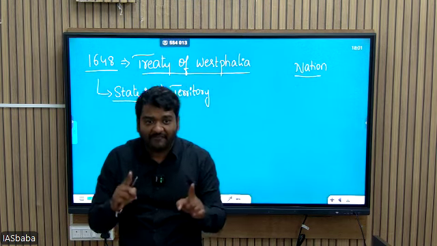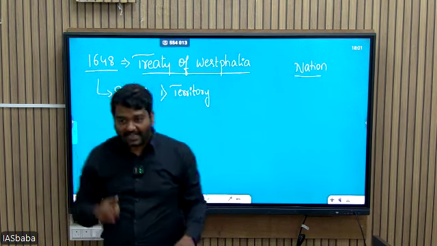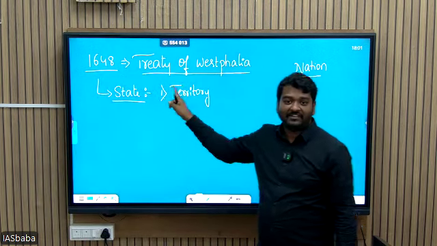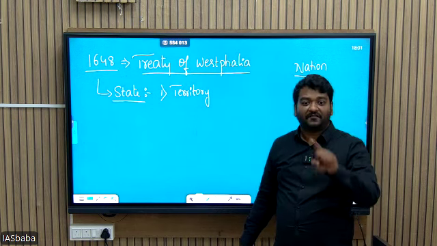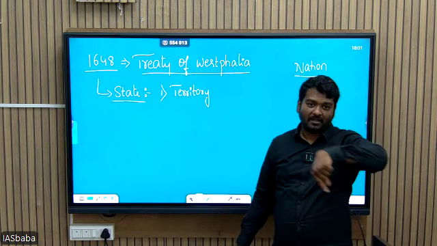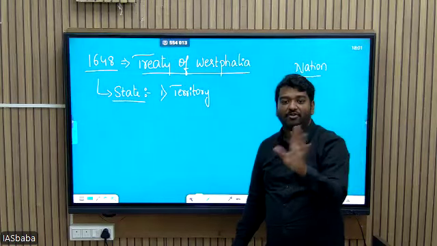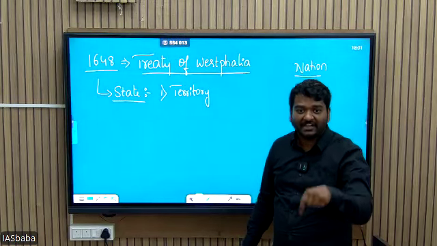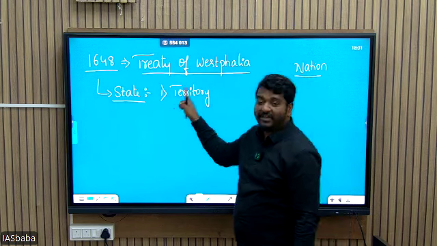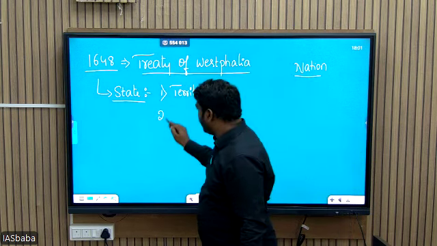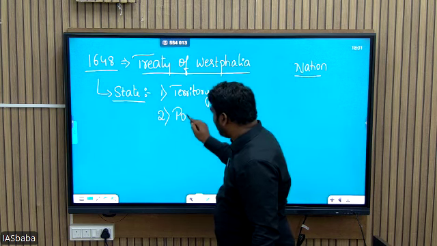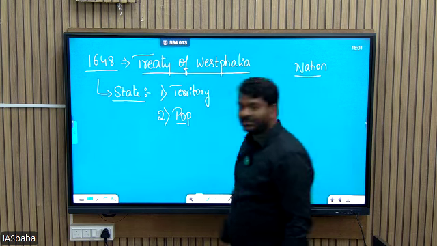Nation doesn't have a fixed territory, whereas a state will have a fixed territory. Andhra Pradesh, Telangana, there is a border, and if you go out of the border, you can't say your land is Telangana. So a state definitely wants what? Territory. Second important thing, a state should have a defined population.